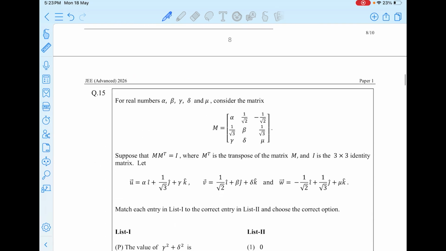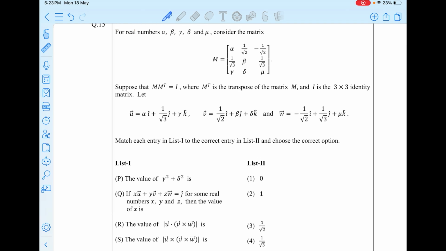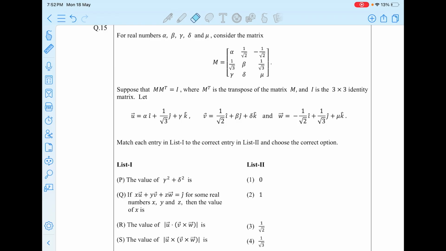Then question 15. So M transpose is identity matrix. So that means M is which type of matrix? It is orthogonal matrix. So first, alpha, 1 by root 2, minus 1 by root 2, 1 by root 3, beta. Sorry, M transpose they are saying. So alpha, 1 by root 2, minus 1 by root 2, 1 by root 3, beta, 1 by root 3, gamma, delta, mu. Okay, so in the 15th question, see, they have given a matrix M transpose is equal to identity matrix.